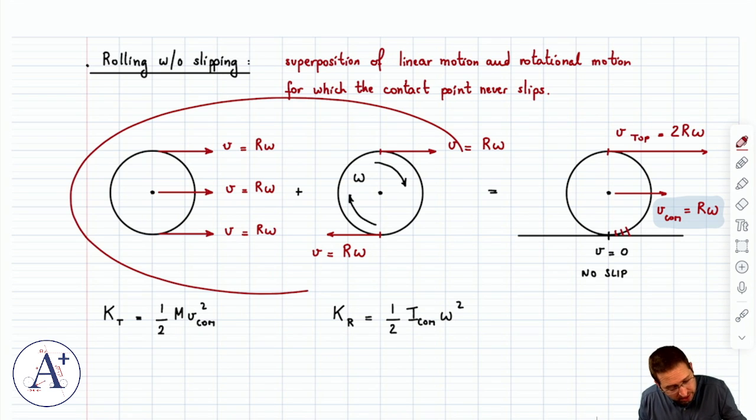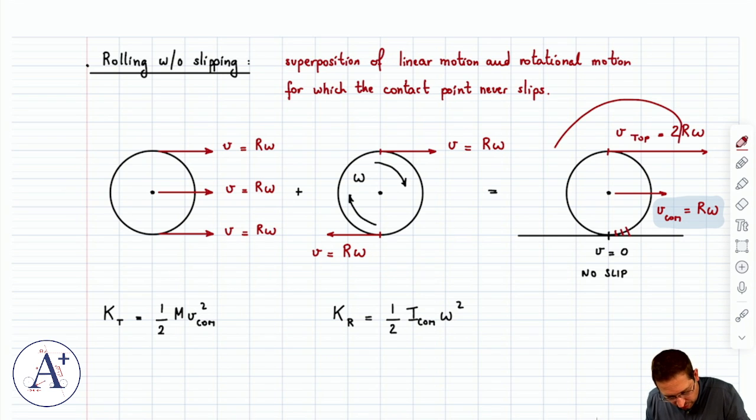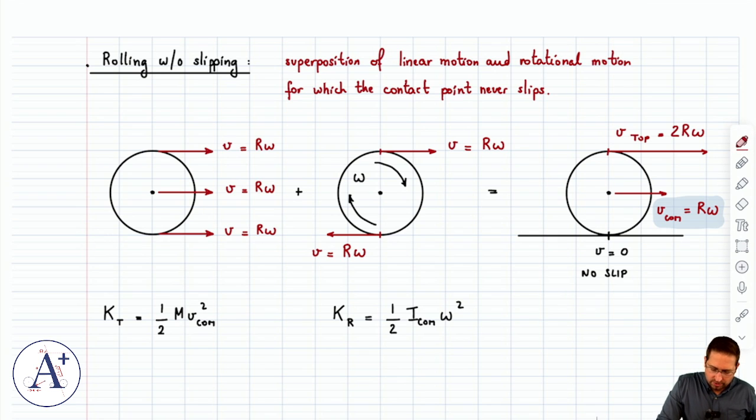So you see the combination of these two things, but it's very hard to see that it actually is at any given moment rotating about the contact point with the ground. But that's why the top moves twice as fast as the middle, because it's twice as far from the contact point. So this is rolling without slipping.